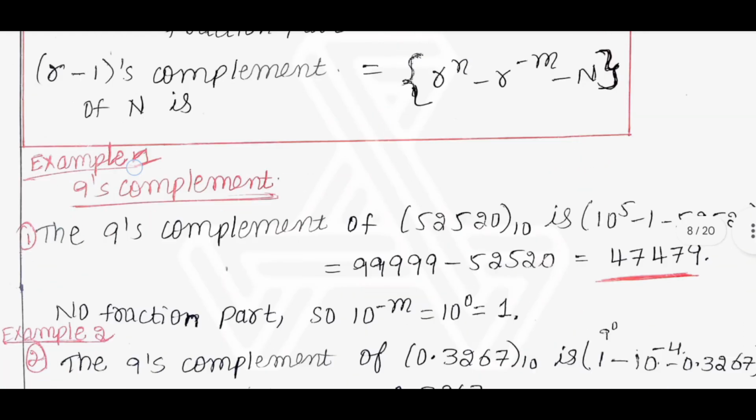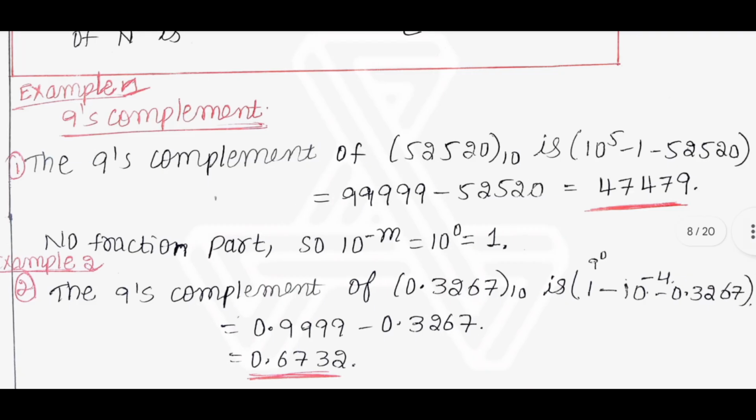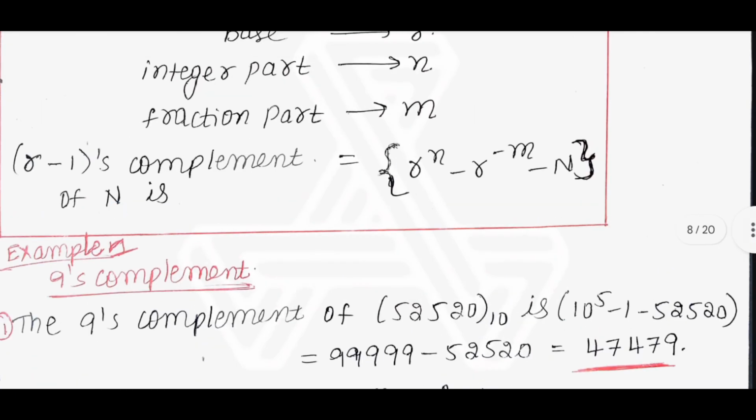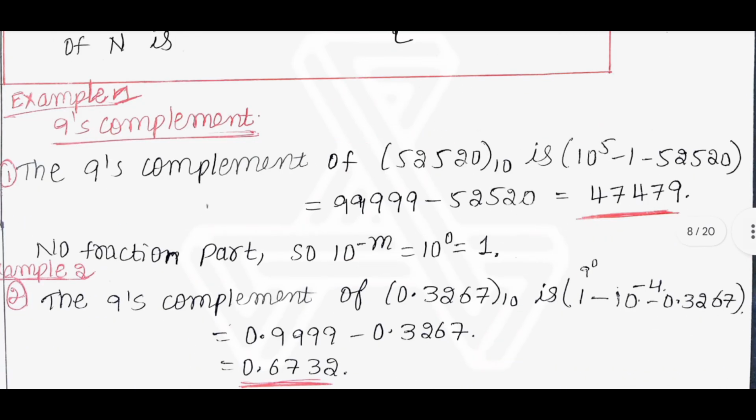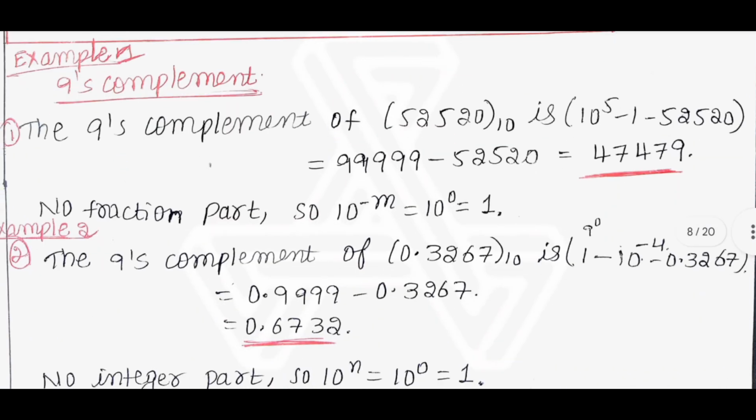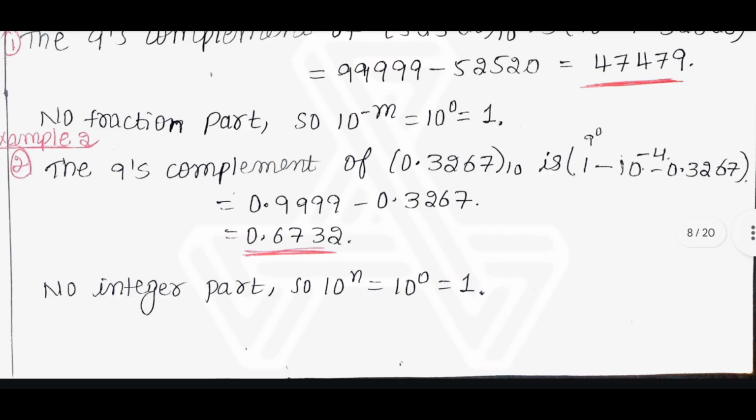So the r minus 1's complement of n is equal to r power n minus r power minus m minus n. The 9's complement of 52520: we have 10 power 5 minus, there is nothing in the fraction part, so 10 power 0 is 1. So 10 power 5 minus 1 minus 52520 is 47479. No fraction part.